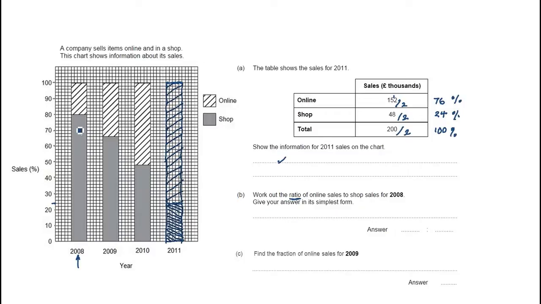So let's start by drawing our figures from the chart. So we've got 80. So we've got online to shop. So in fact, let's start with this figure here. So that's going to be 100 minus 80, so that's 20. So we've got 20, represented by a colon, 80.